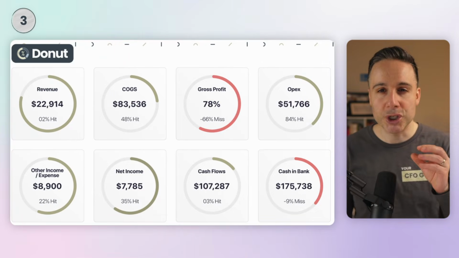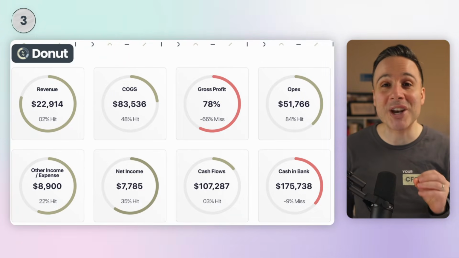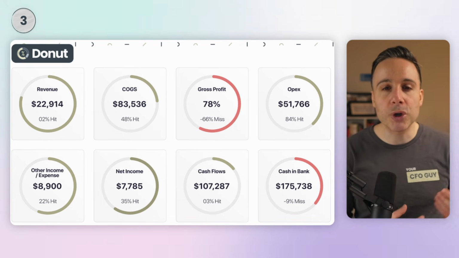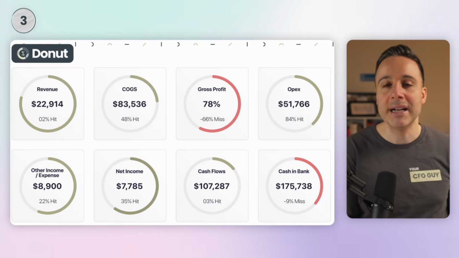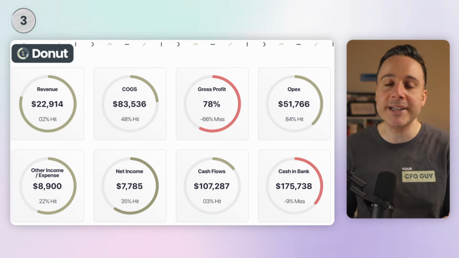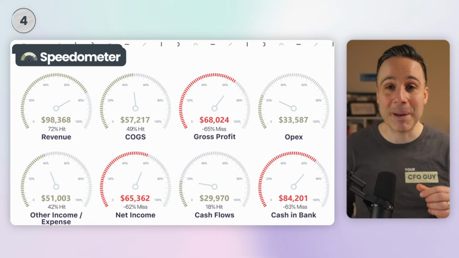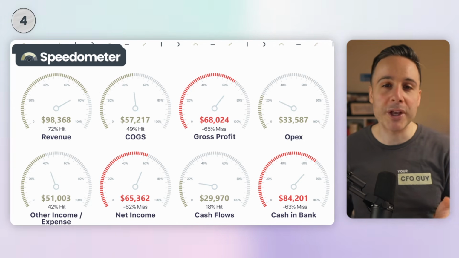Okay, next, the donut chart. This is my favorite way to show budget versus actuals because I not only get to showcase the text, but you could also see the percentage shading to help understand a lot more easily the impact of the variance. And now you can take this one step further if you want and build a speedometer chart, like the one that you see over here.